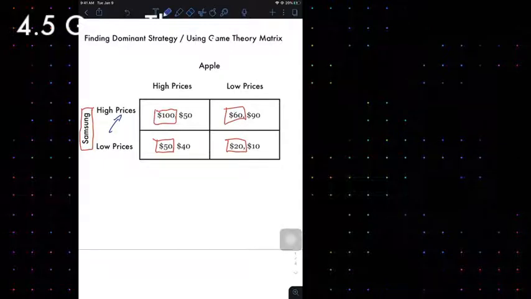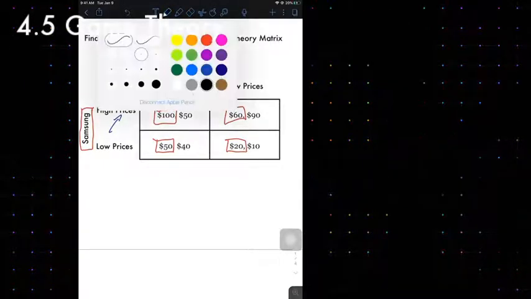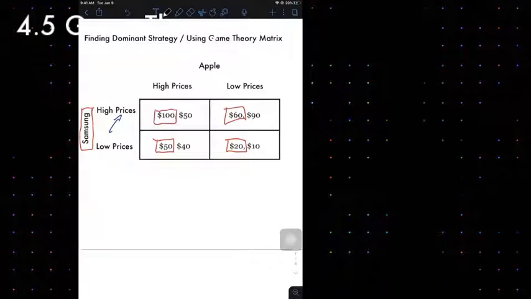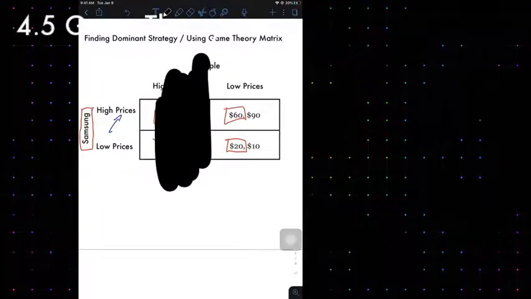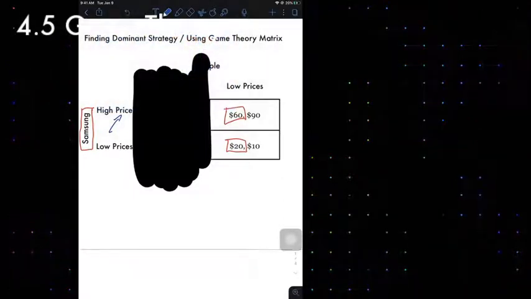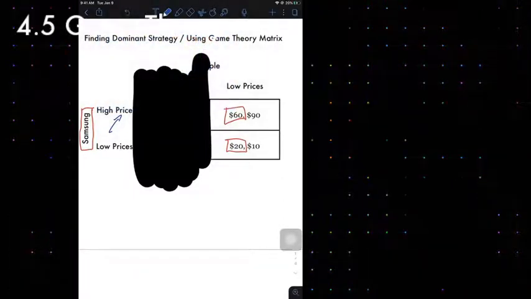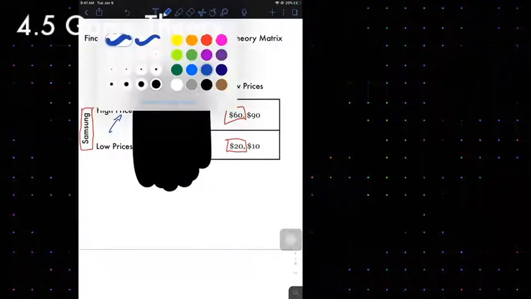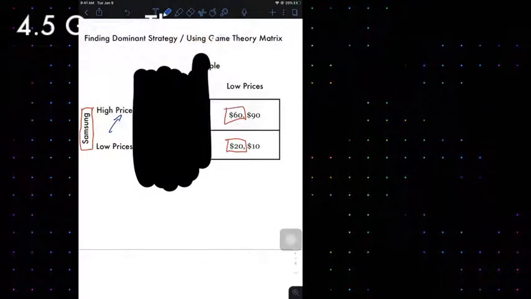Now, let's look at what will happen when Apple goes low. When Apple goes low, Samsung will want $60 of profit instead of $20 of profit. How do they get that? They get that by going high again, right?